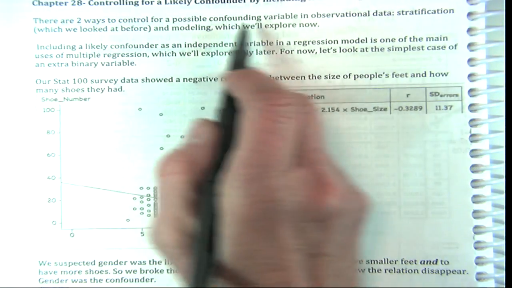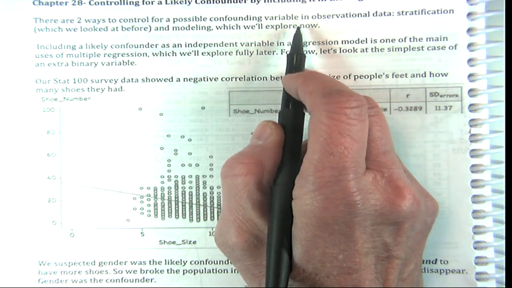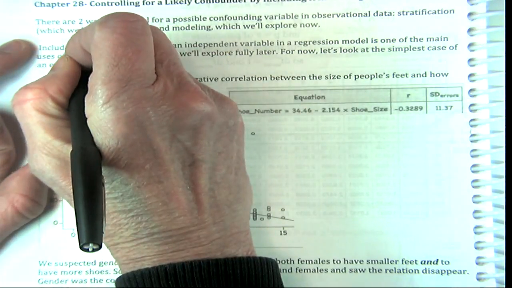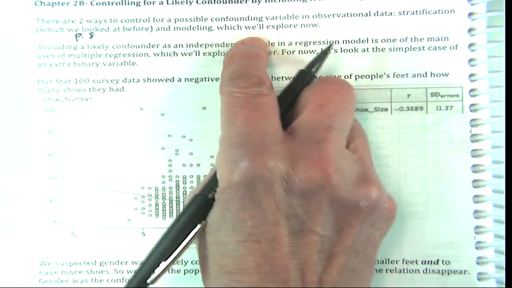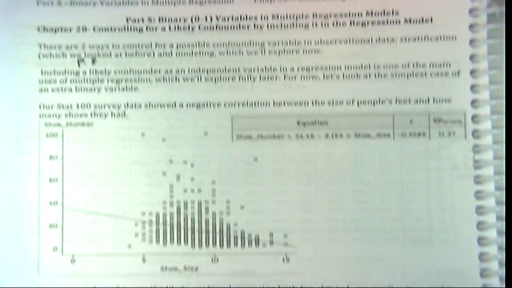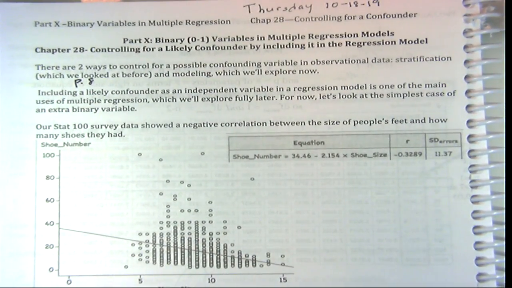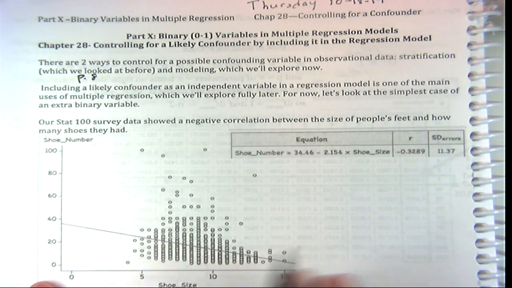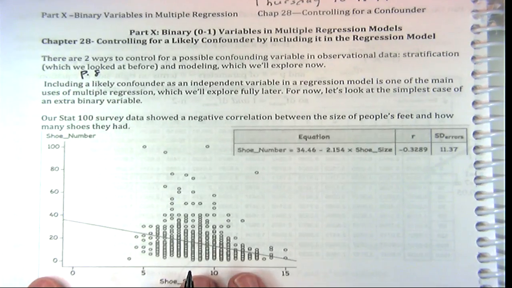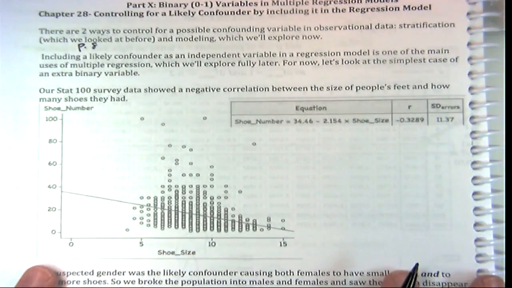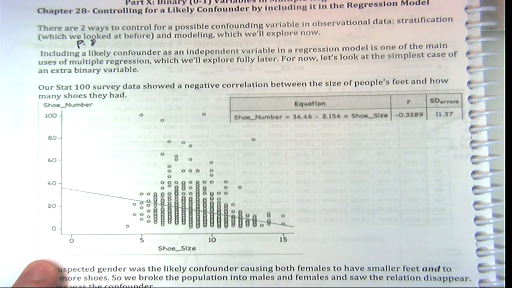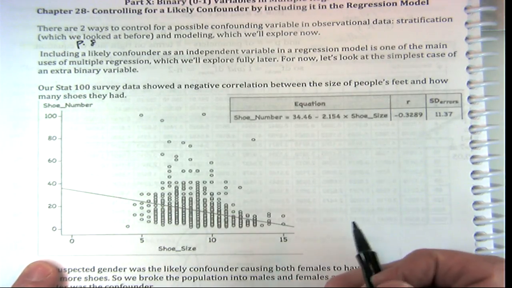That says there's two ways to control for a possible confounding variable in observational data: stratification, which we looked at on page 8, and modeling, which we'll talk about now. We're looking at this simple case from our Stat 100 survey data from a while ago. I'll pull it up in a minute and you can see the data. It's from spring of 2013.